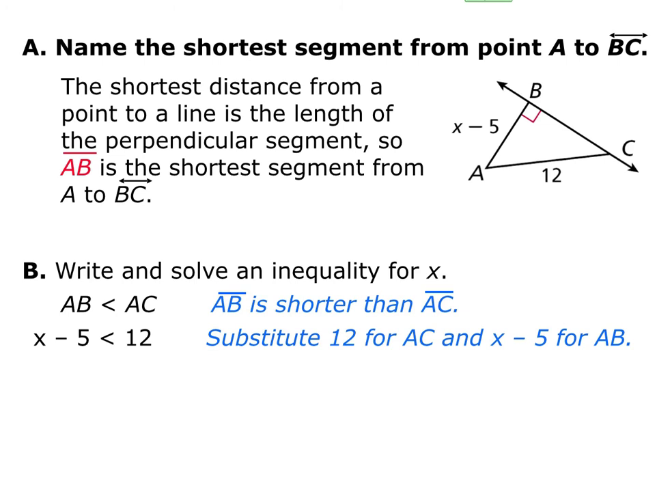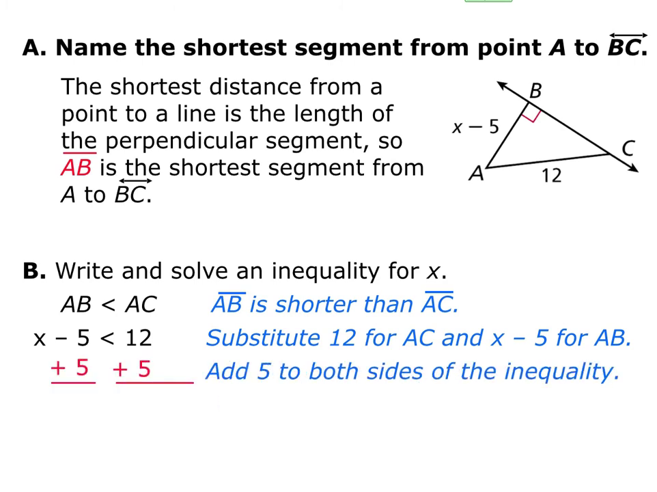Solving it, do what to solve it? Add 5 to both sides. So yes, we do get a 17. So x is less than 17 would be solving the inequality. It says write and solve it. So writing it is relating which one's larger, which is smaller. Question on that one?